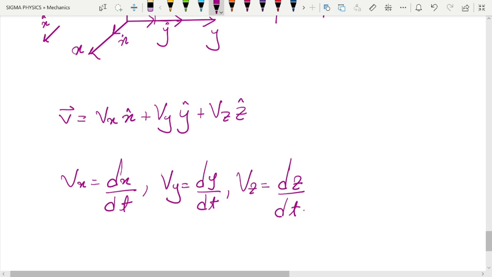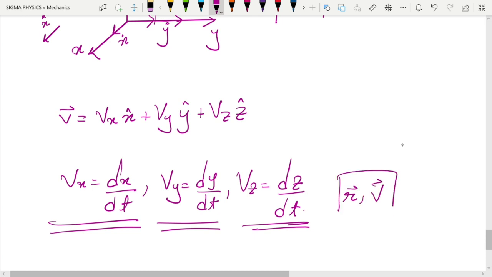Now over here you can see that vx is nothing but the rate of change of the particle's position in the x direction, vy is the rate of change of the particle's position in the y direction, and vz, that is dz by dt, is the rate of change of the particle's position in the z direction. That means all along we have been working only with r and v. But actually, this r and v are not just a single equation.